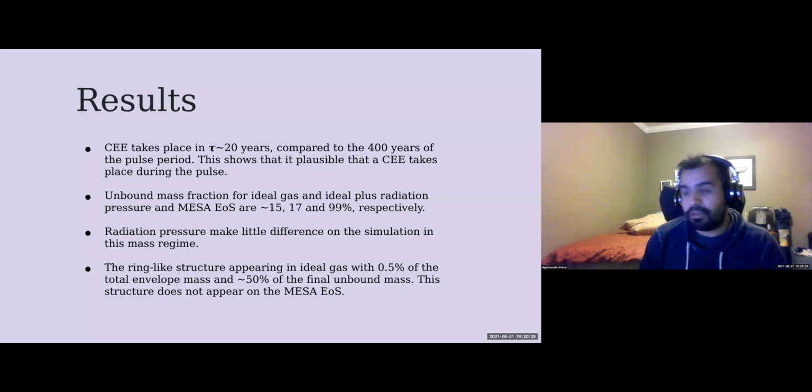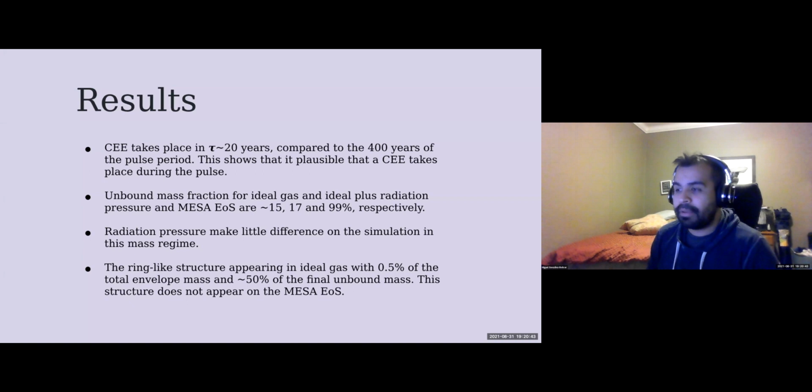And the full result that we can conclude here is that the ring that appears has roughly 50% of the unbound mass, which is roughly 0.5% of the total envelope. And this ring doesn't appear on the MESA equation of state, which basically just has a radial expansion of the whole envelope.